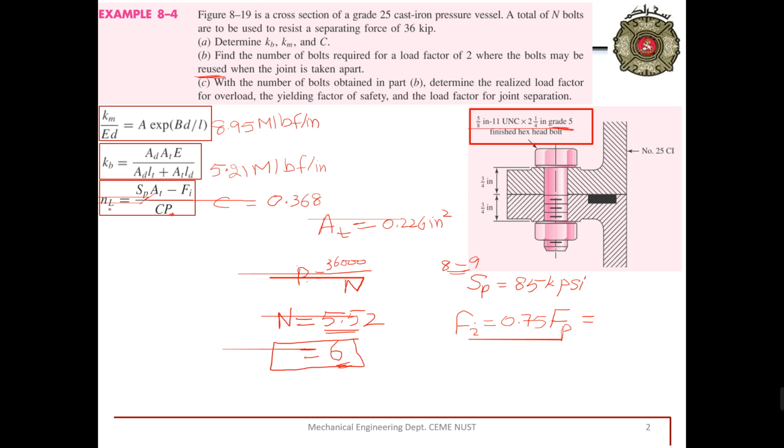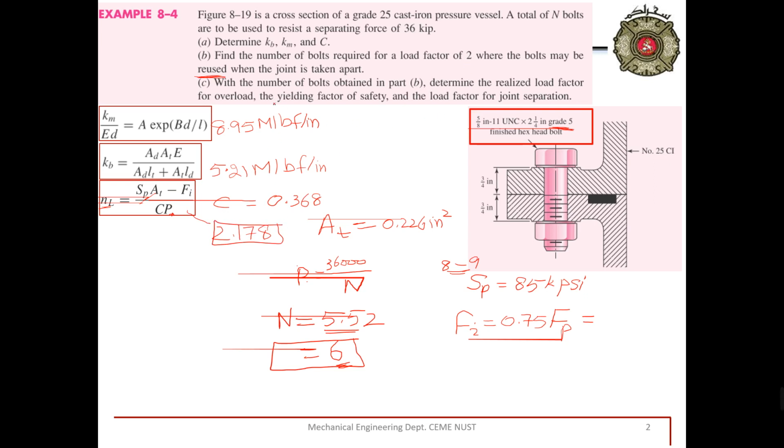What is this overload factor? We can calculate it by again substituting all values in here, and the value of P can be calculated by 36,000 divided by 6, which will be equal to 6000. The value of P will be 6000. Substitute all values here and we will get the final overload value, which has to be more than 2. So when we substitute SP, AT, FI, the value of FI divided by C, which is here, and P equal to 6000, the value of NL comes out to be 2.178, which is more than 2. Our required value was at least 2.